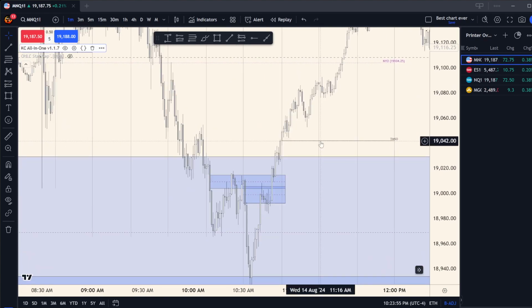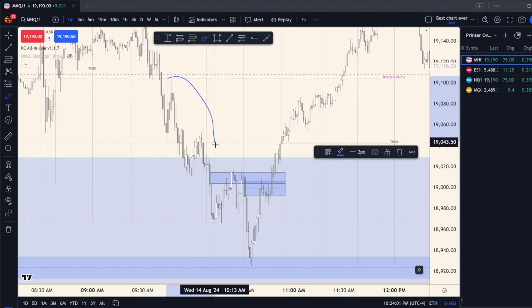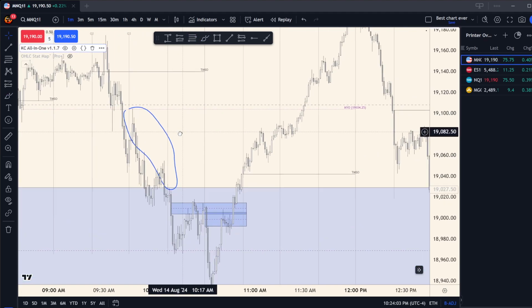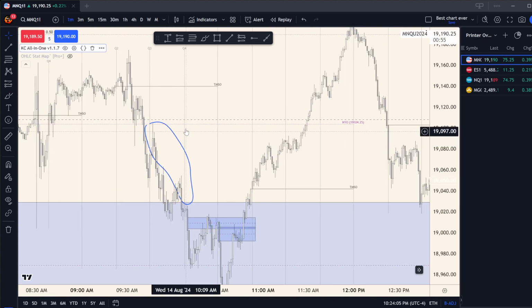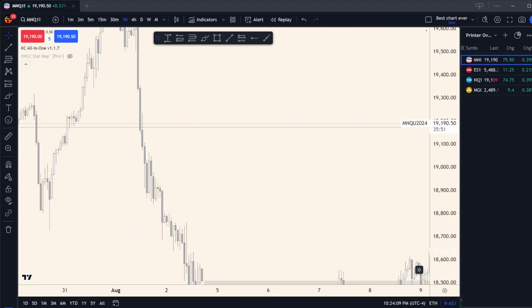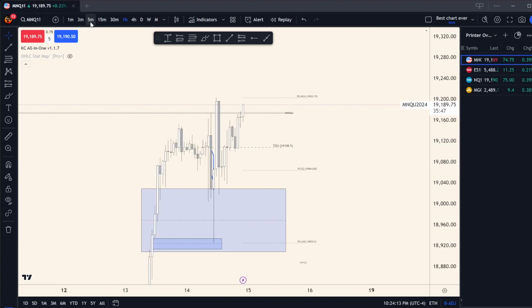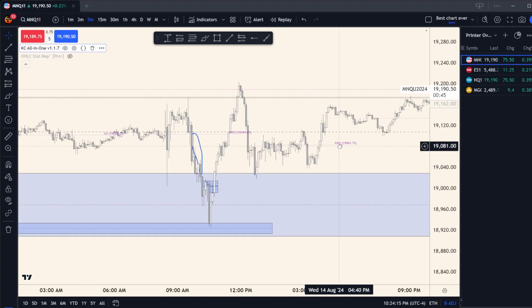It is likely that price will run the internal liquidity that we have right here. It is likely that we're going to reach a specific area where price might then try and pivot back down. What could be that area? Well, it could try and reach a premium. Or, let's see, we can try to find this right here.